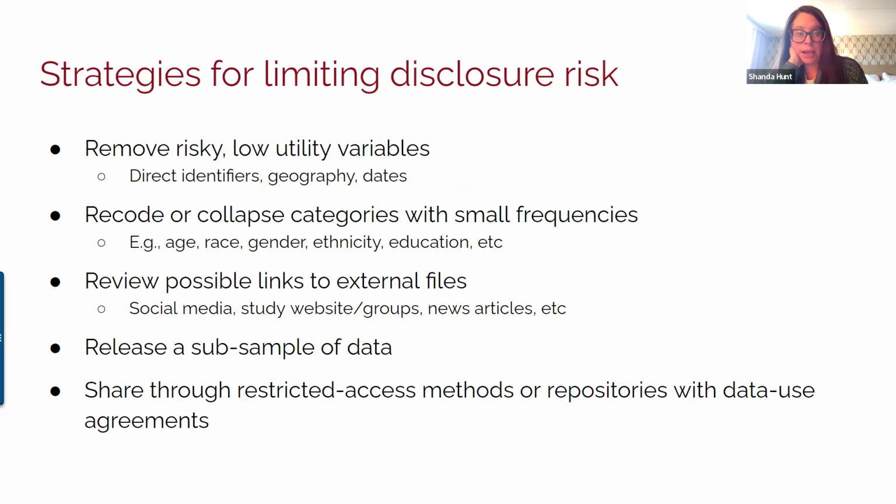One of the most easily accessible methods is to just remove those risky, low utility variables. Of course, those are our direct identifiers and sometimes other types of variables that could be identifiable in combination with others. So we can remove those. We can recode or collapse categories with small frequencies. Age is a good example. We can review possible links to external files, so reviewing possible other information and data that could be found on social media, other study websites, news articles, for example.